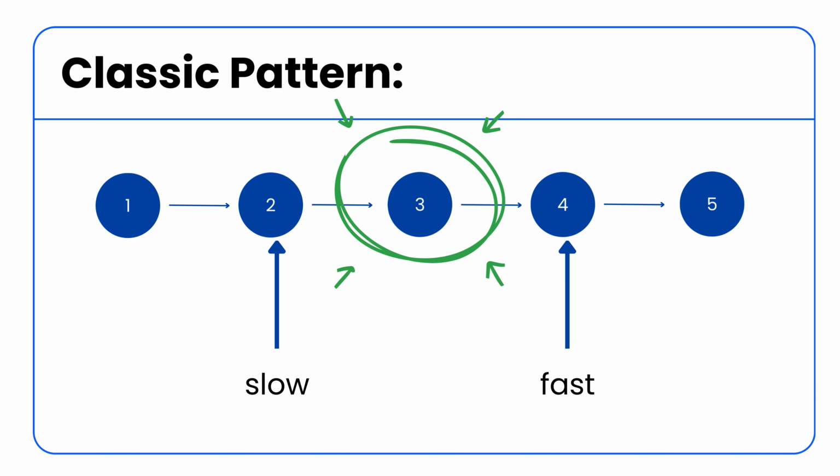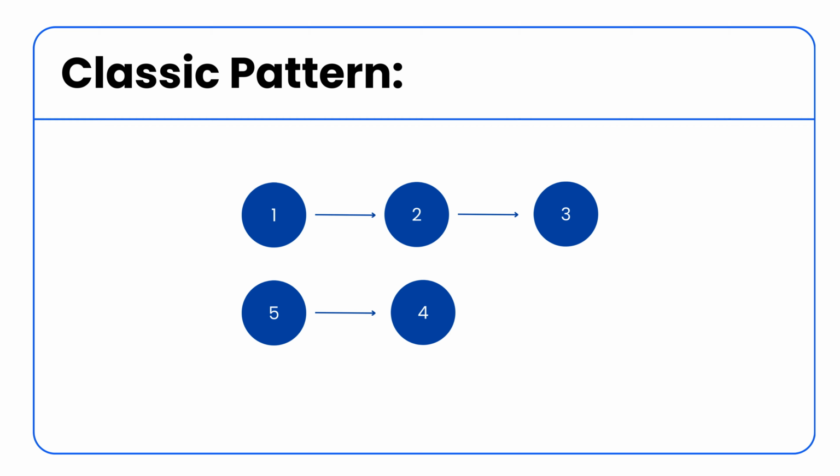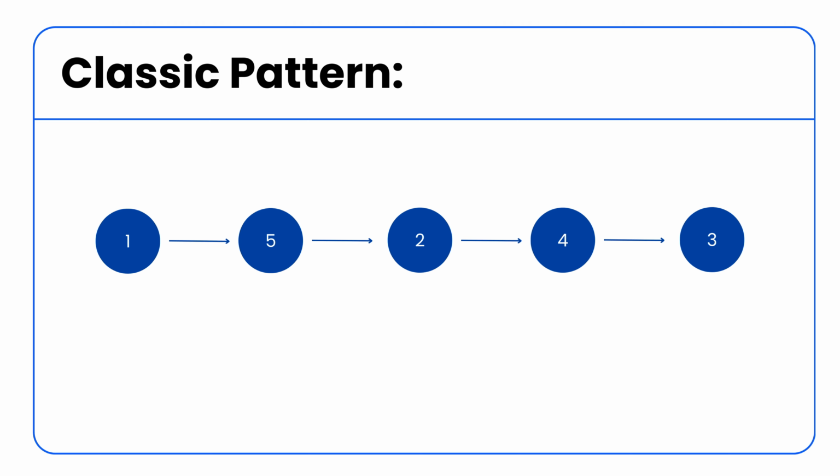Let's break it down further. After splitting, you have two sublists. First, 1 2 3. Second, reversed, 5 4. You then weave them together. 1 5 2 4 3. Edge cases, even or odd length lists, single node lists, should remain unchanged.